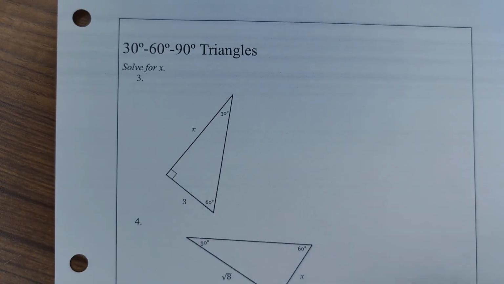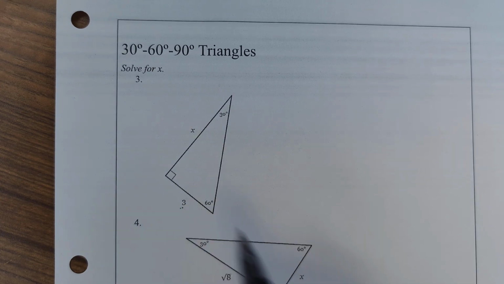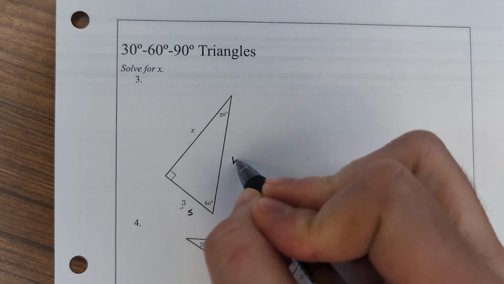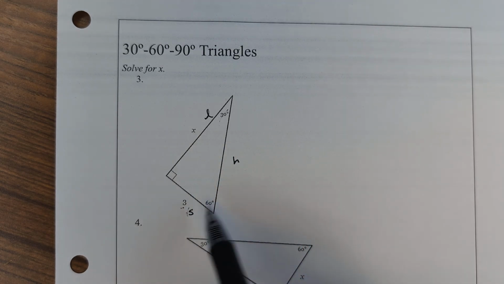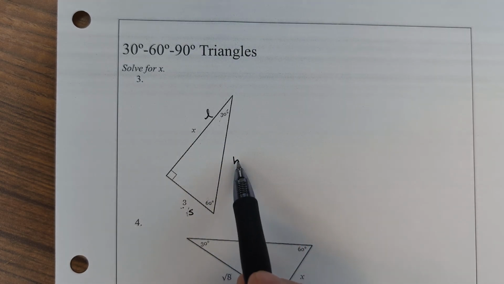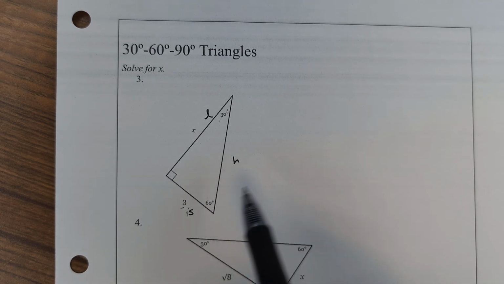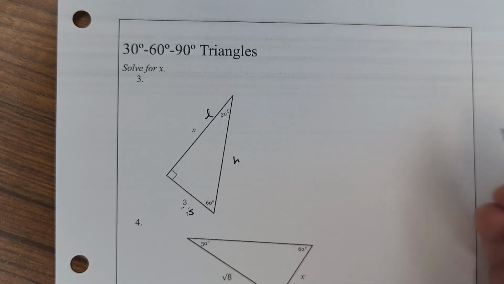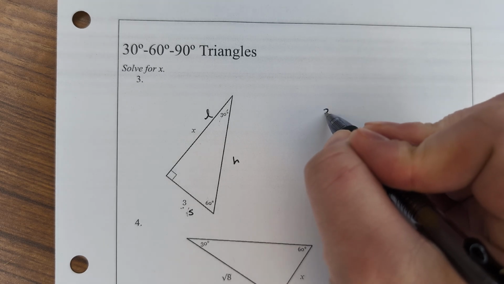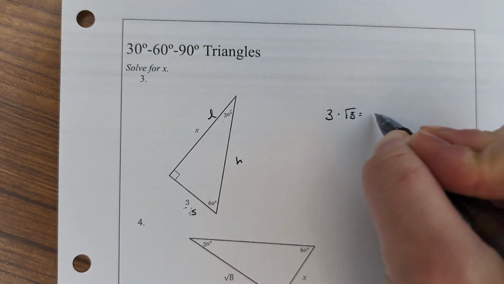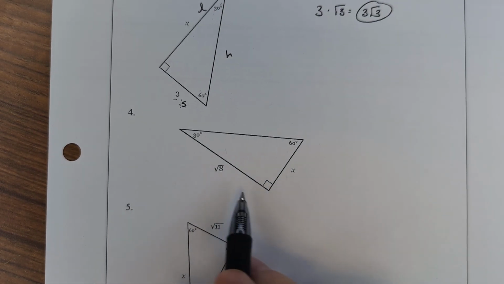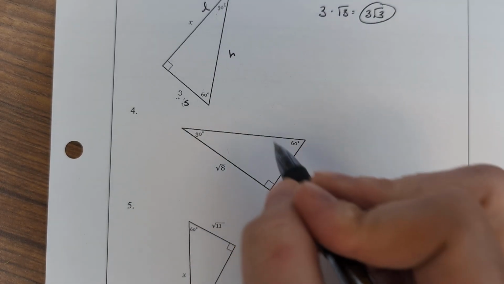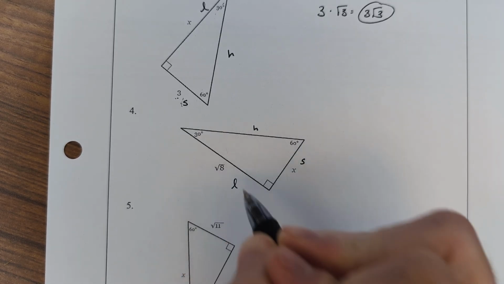All right, so 30, 60, 90s. So for this one, I have the short leg. If it helps, label them. So this is short, that's hypotenuse, that's long. The short leg is always across from the 30-degree. The long leg is always across from the 60. The hypotenuse is always across from the right. So I have the short leg. I want the long leg. If I look at my rules, take the side I know, times root 3. So 3 root 3.